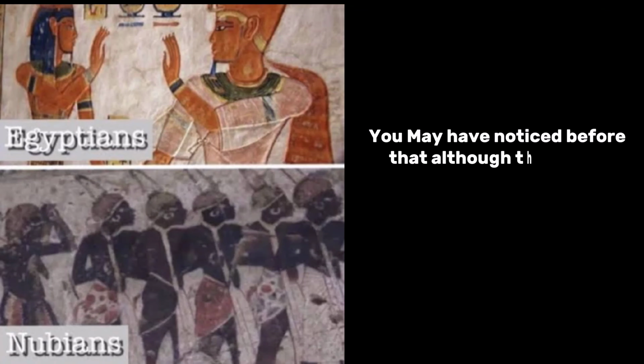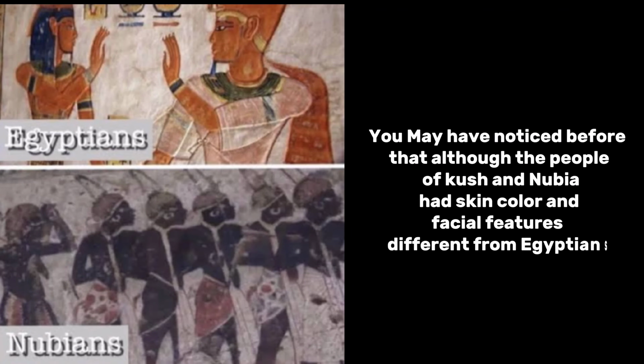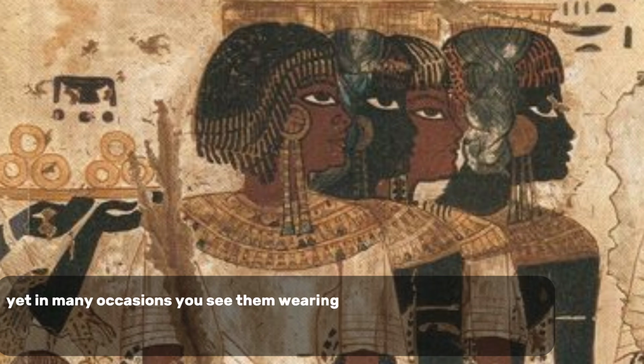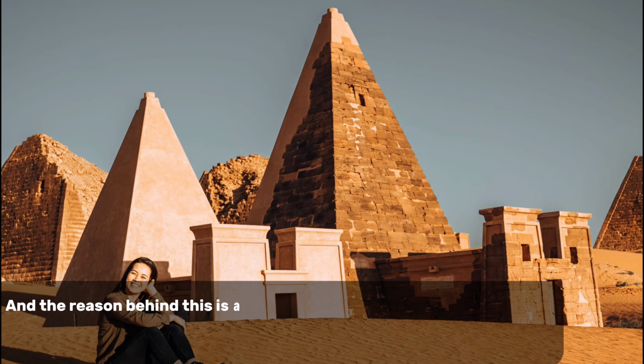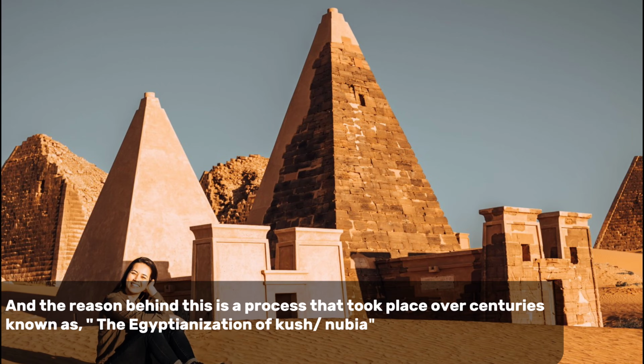You may have noticed before that although the people of Kush and Nubia had skin color and facial features different from Egyptians, yet on many occasions, you see them wearing Egyptian clothes, worshipping Egyptian gods and building pyramids similar to Egyptians but way smaller. And the reason behind this is a process that took place over centuries known as the Egyptianization of Kush Nubia, and that's what we will be talking about in this video.